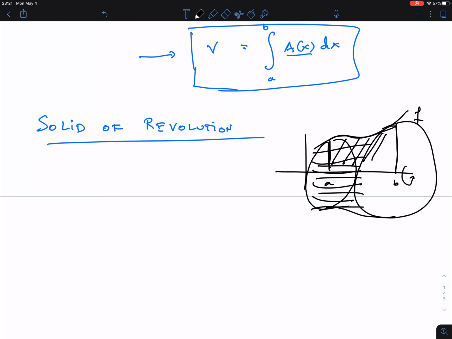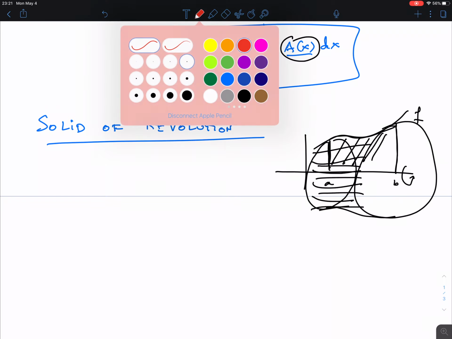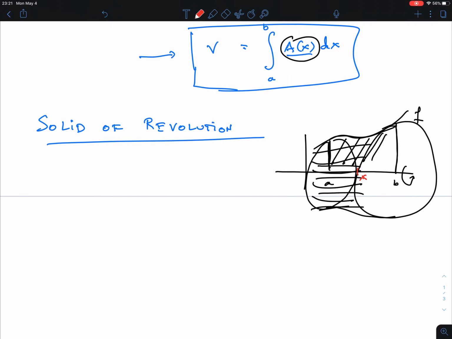Okay, so what we need is this function A(x). How did we get that? Well, you make a slice. We would take somewhere an x here, and we put a plane that goes through x, and it will cut this slice in a circle, right?